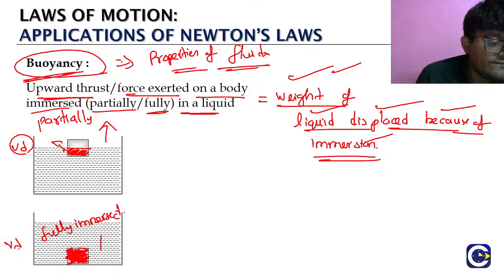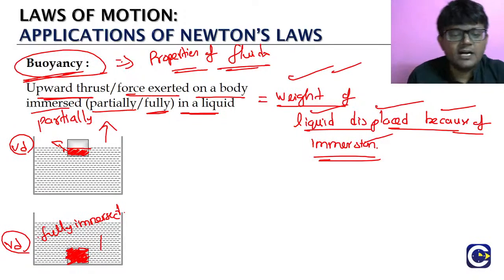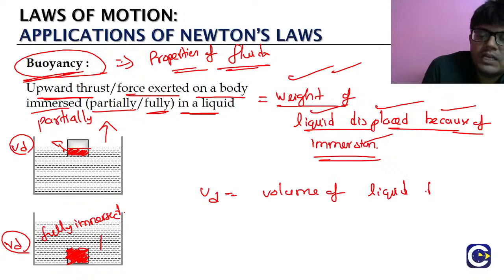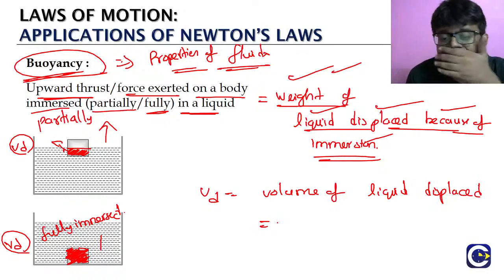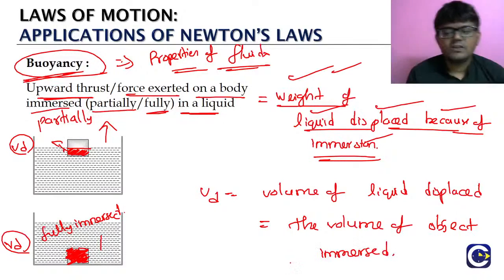Let us say Vd is the volume of the liquid displaced. Vd is nothing but the volume of liquid displaced, which will be equal to the volume of the object immersed. The volume of the liquid displaced is the volume of the object that is immersed.